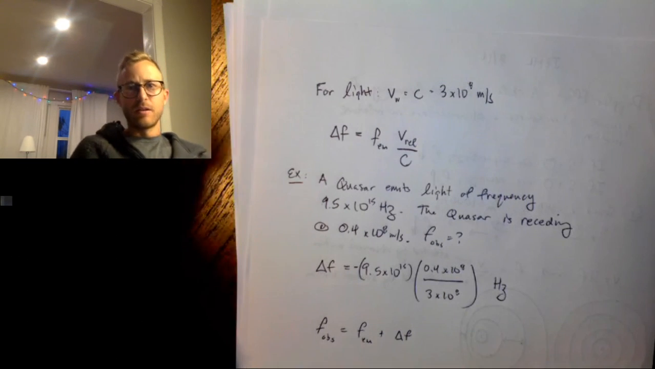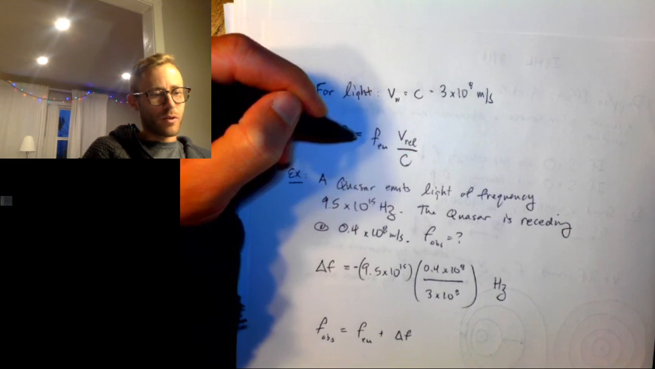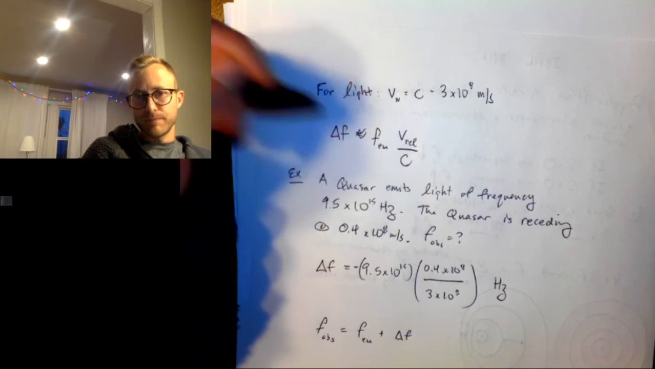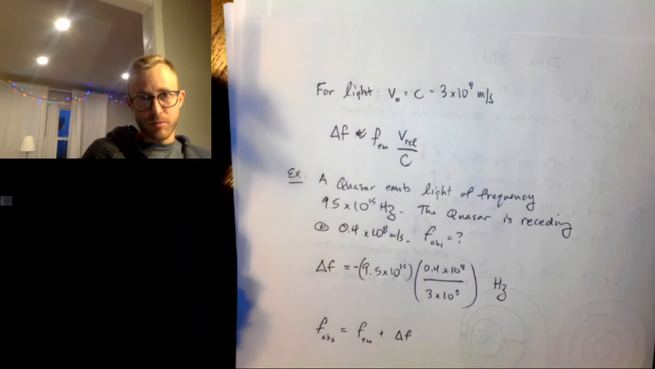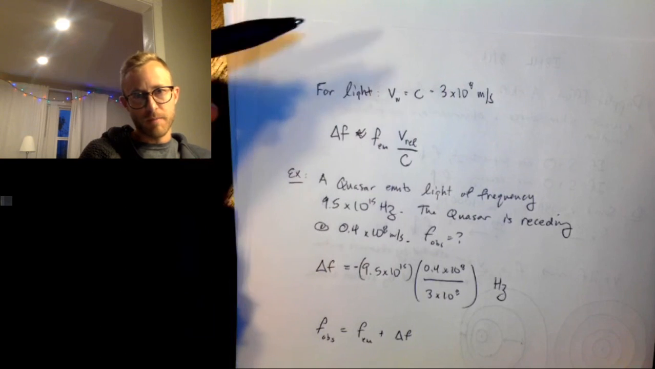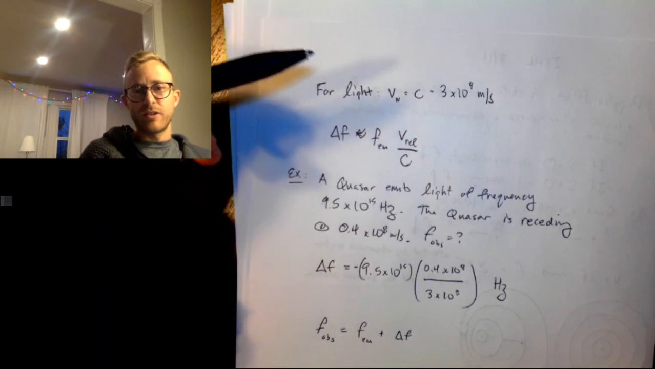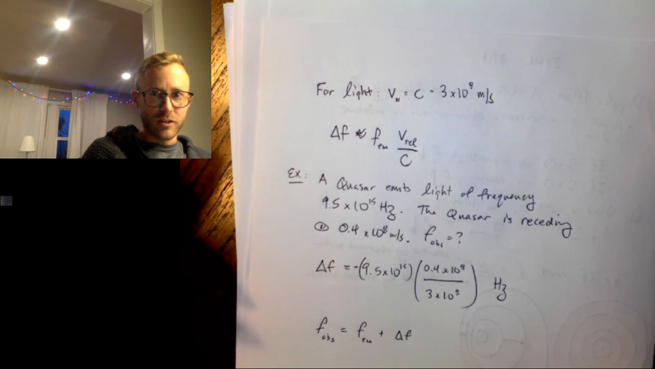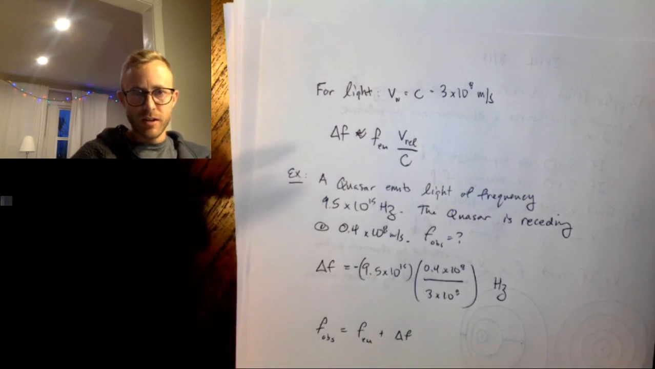Okay? So this is an equation that only applies for light, for electromagnetic waves, and it's an approximate equation, but it's really, really good unless the thing is going close to the speed of light. So that is the extra IB Physics HL lesson. I hope you were able to follow along, and have a good night.